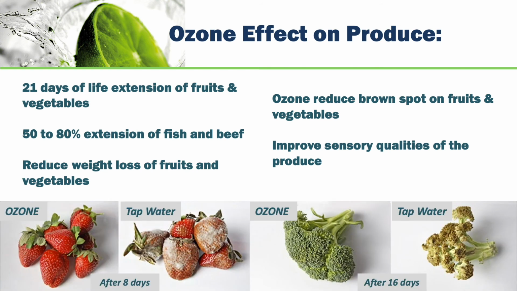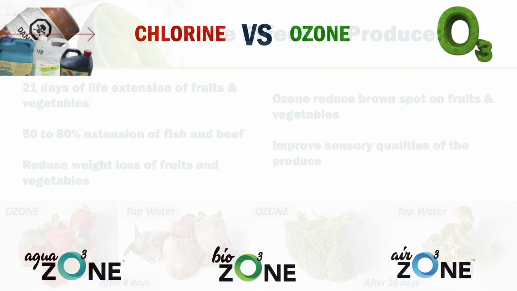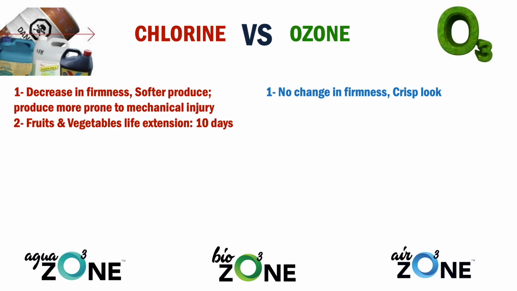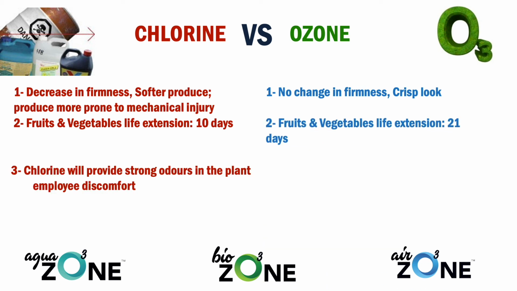So if you check these pictures, the strawberries before and after, using tap water as opposed to ozone water, you can see that it maintains its firmness, and the same goes with the broccoli. So, ozone versus chlorine. In food treated with chlorine, you get a decrease in firmness, softer produce, and your produce is more prone to mechanical injury. Whereas with ozone, there's no change in firmness. In fact, it does become crispy. Fruit and vegetables life extension with chlorine is 10 days, whereas with ozone, 21 days is the norm.